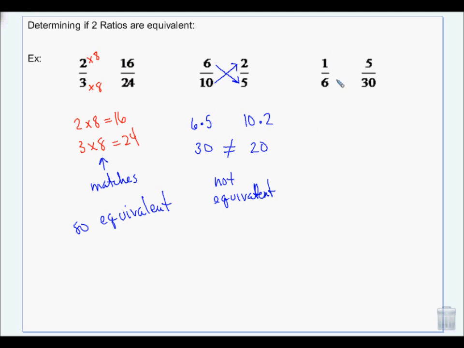Here I'll do 6 times 5 and 1 times 30. If I get two numbers that are equal, then they are equivalent. So cross multiplication is sometimes the easiest way. Sometimes it's really easy because you can just see it, like 1 times 5 is 5, 6 times 5 is 30. But sometimes it's not as easy to see what you would multiply by, so you can cross multiply. If you get two numbers that are equal, then they're equivalent. If it's not equal, they're not equivalent. Does that make sense?